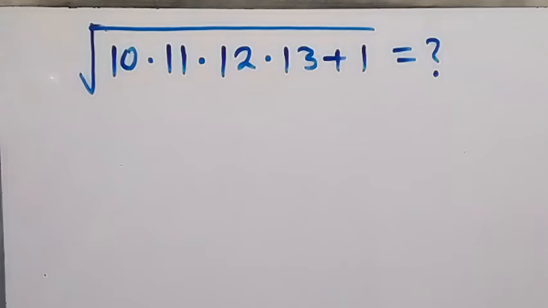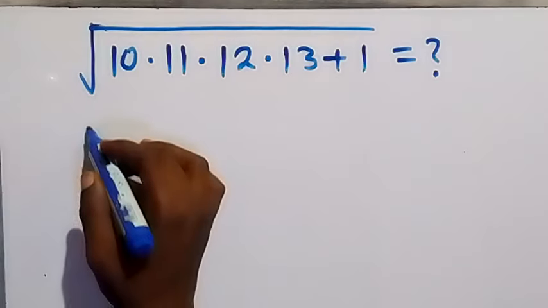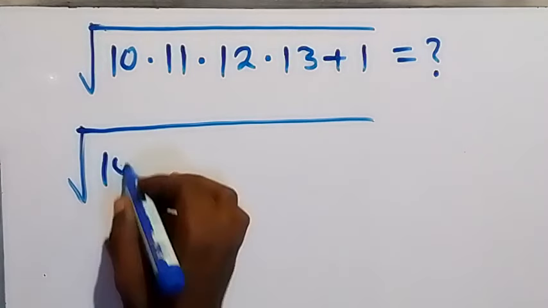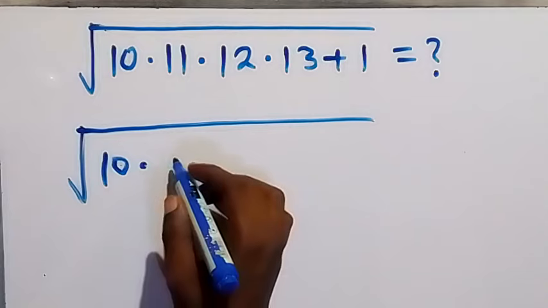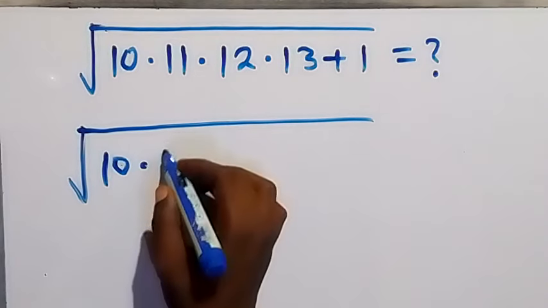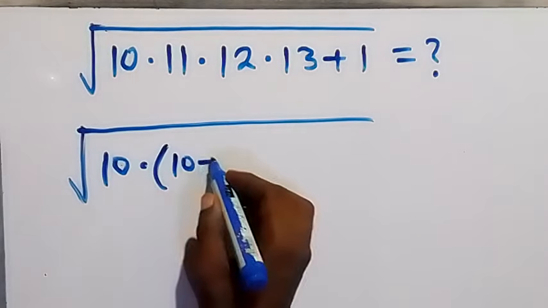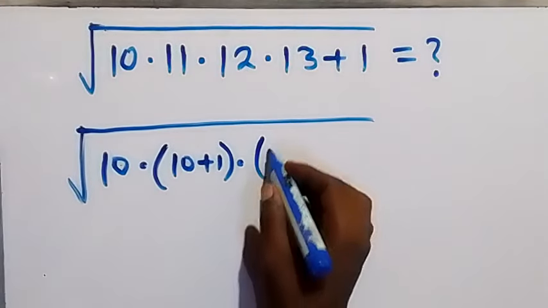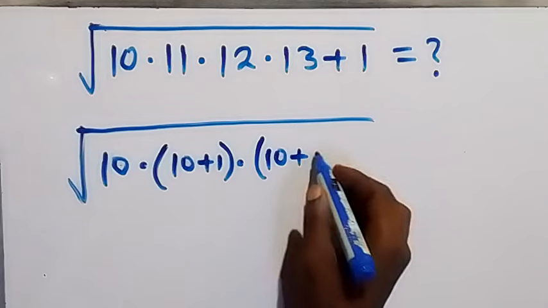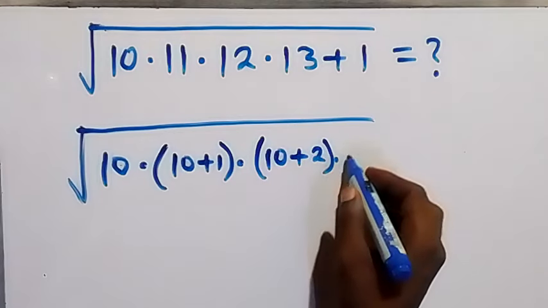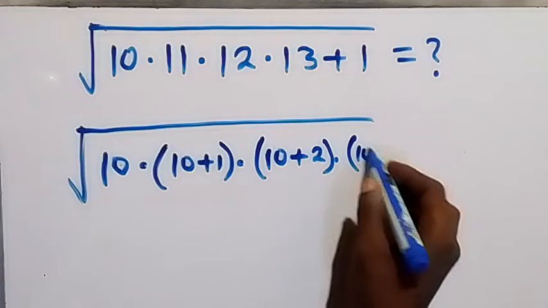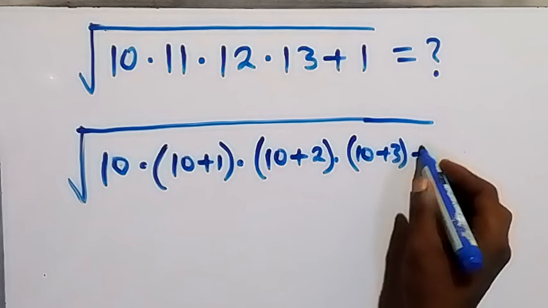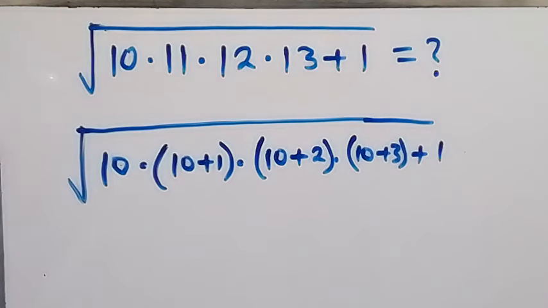From here, we can rewrite this as the square root of 10, then multiply by 11, which can be written as 10 plus 1, also multiply by 12, let's write this as 10 plus 2, then multiply by 10 plus 3. Then plus 1 from here.